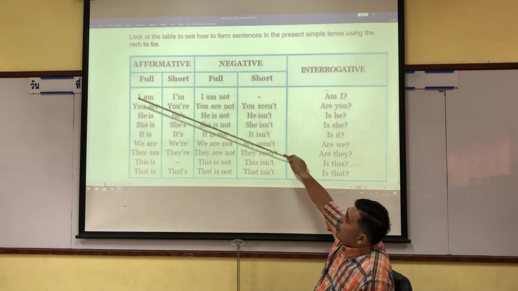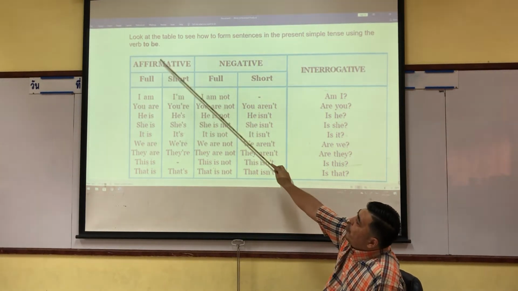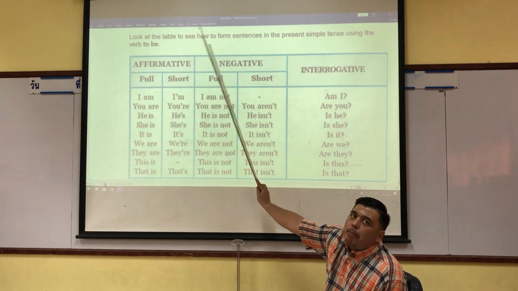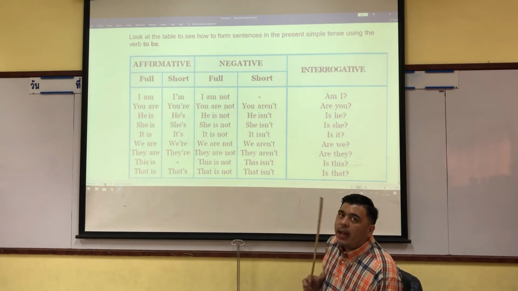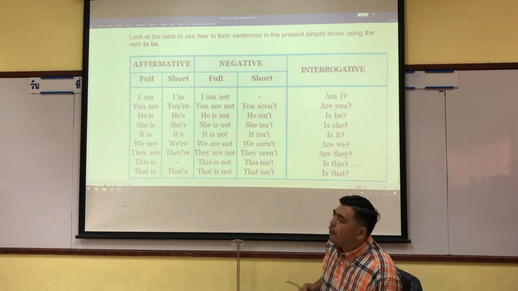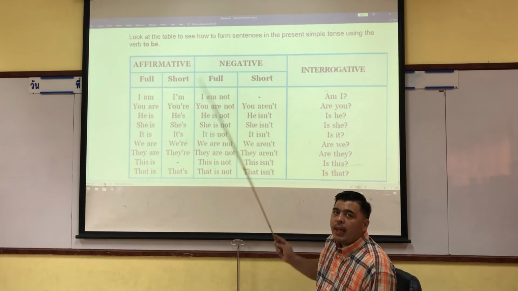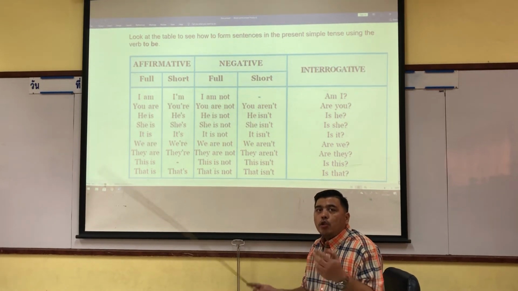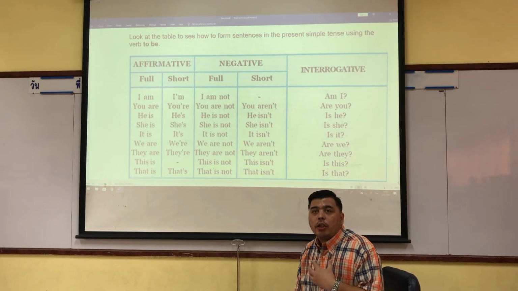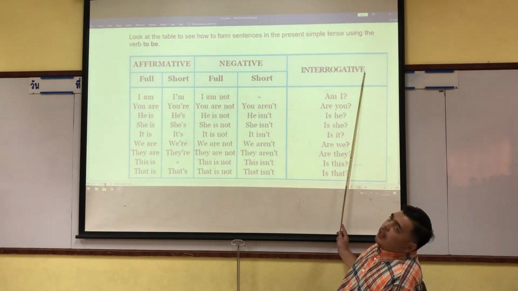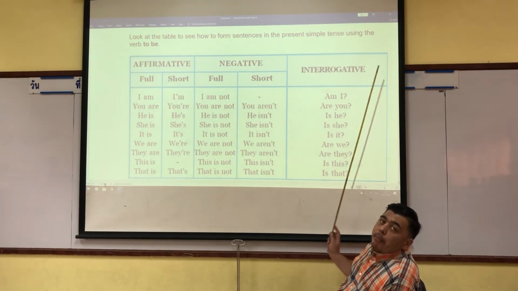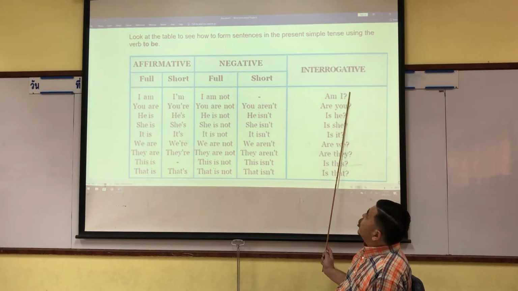Right, so first it says affirmative. Affirmative means positive. I am a teacher. That is affirmative, positive. Negative is when it's not true. So, I am a student. That's not true, so I would say, I am not a student. Interrogative is a long word, but all it means is question.